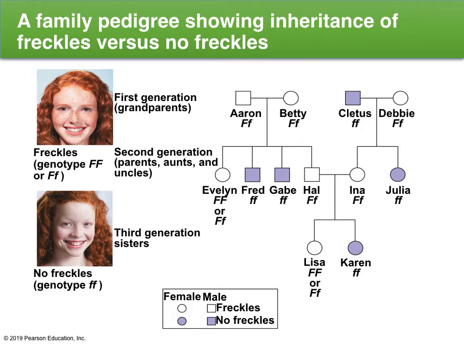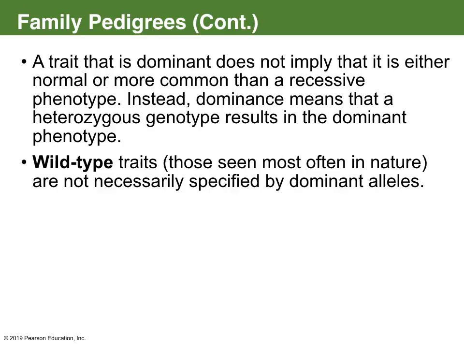And in some cases, if there's something like a disorder that's in the family, it helps to be able to do this, to be able to see the possible combinations that you would get from the parents to see if there's a probability of something being passed on to the offspring. Now, a trait that's dominant does not imply that it's either normal or more common or good. So it doesn't really give any weight to that trait versus the recessive.